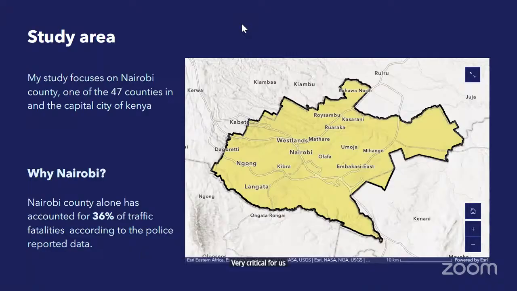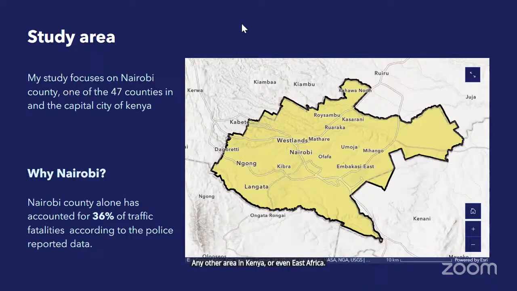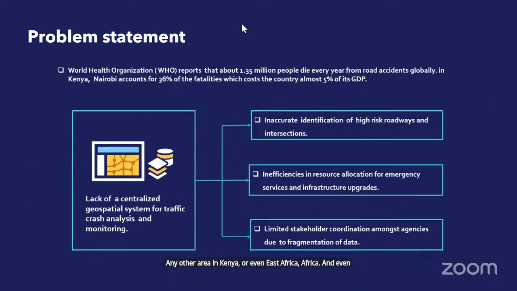So that's why I decided maybe I can come up with a solution that will be addressing these issues in Nairobi, and maybe in the future we can try and upscale the solution to address any other area in Kenya, or even East Africa, Africa, and even worldwide if it is possible.